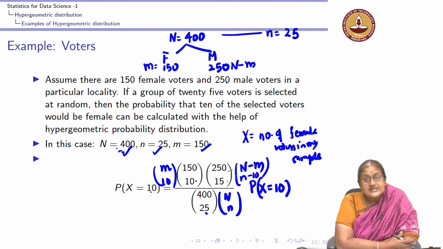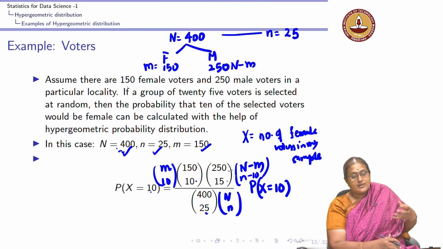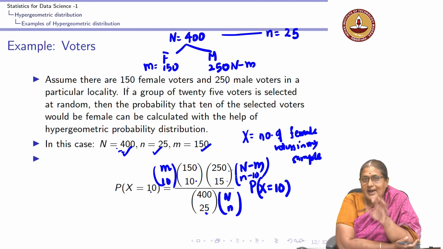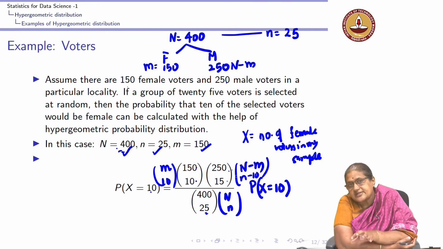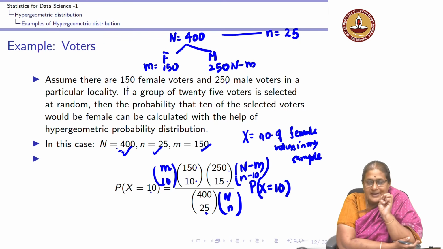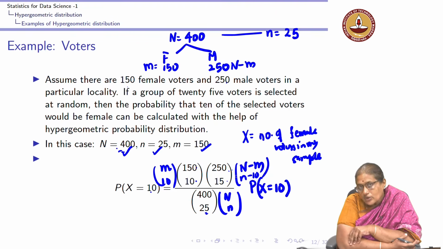And why is it a hypergeometric distribution? Because if I choose one voter, and I see that person is already a female, I cannot add that person again. I need to remove that person from the sample, and hence it is a sampling without replacement.